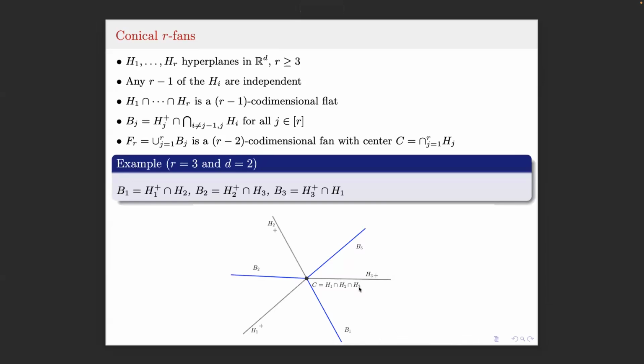So here's a picture. If we're looking in R^D and R is equal to 3, then we have our hyperplane, our line H1, another line H2, another line H3. And then our first blade over here is the intersection of the positive side of H1 together with H2. So that gives me the blue one here. And likewise B2 and likewise B3. And that's how I'm getting my fan.